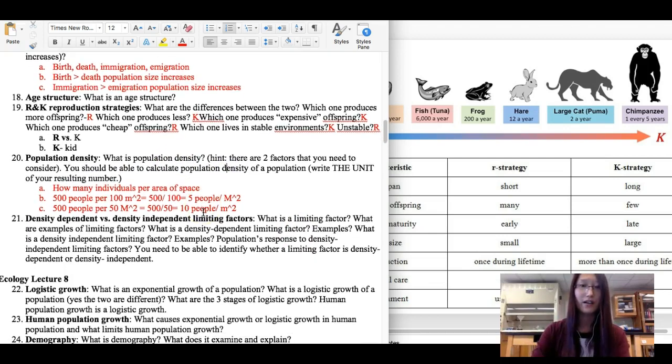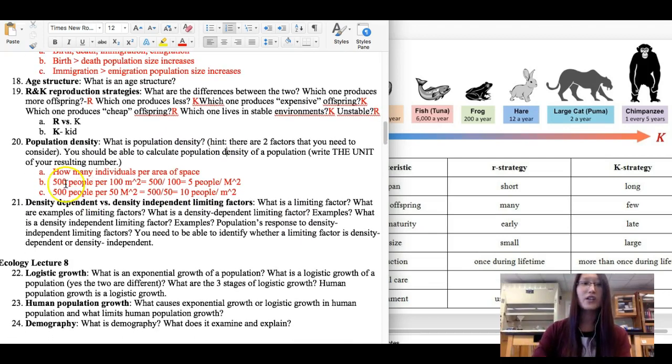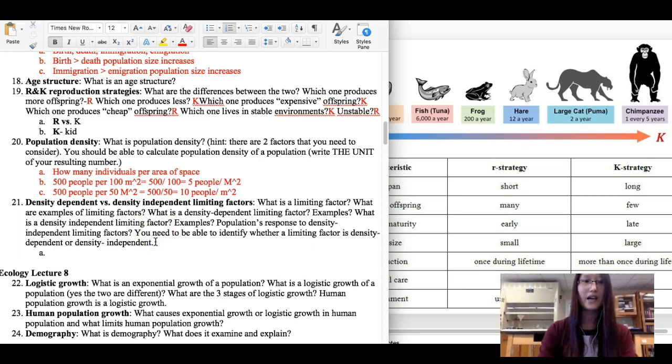So I'm going to make you do that on the test for sure. Make sure you don't get the people and the area backward. You have to do people, or population size, divided by area. So if I ask you what the population size is right here, population size is 500 people. But if I ask you population density, then you have to take into consideration how much area this population is taking up. The next one is density dependent and density independent limiting factors.